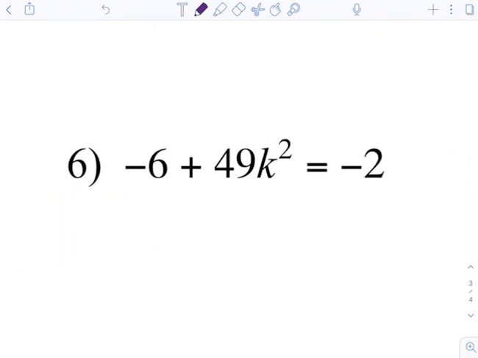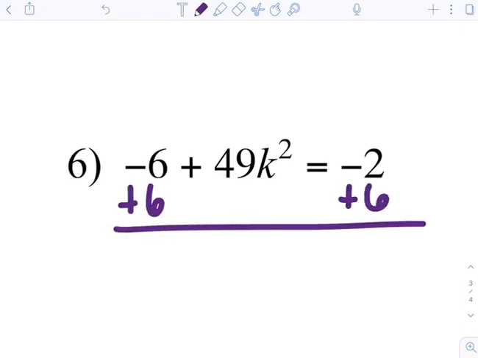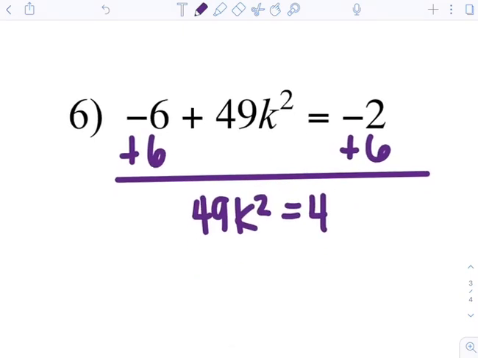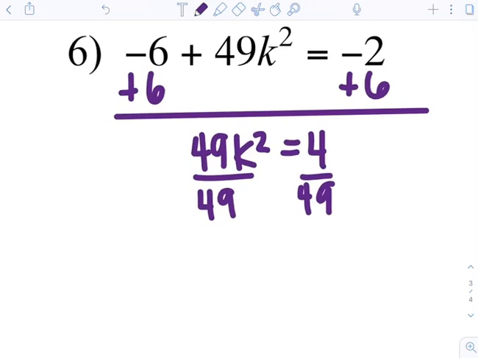Okay, number 6. I'm going to add 6 to both sides. Add 6 before you divide. Make sure you add and subtract before you divide. So I get 49k squared equals 4. And then to get k squared by itself, I need to then divide both sides by 49.